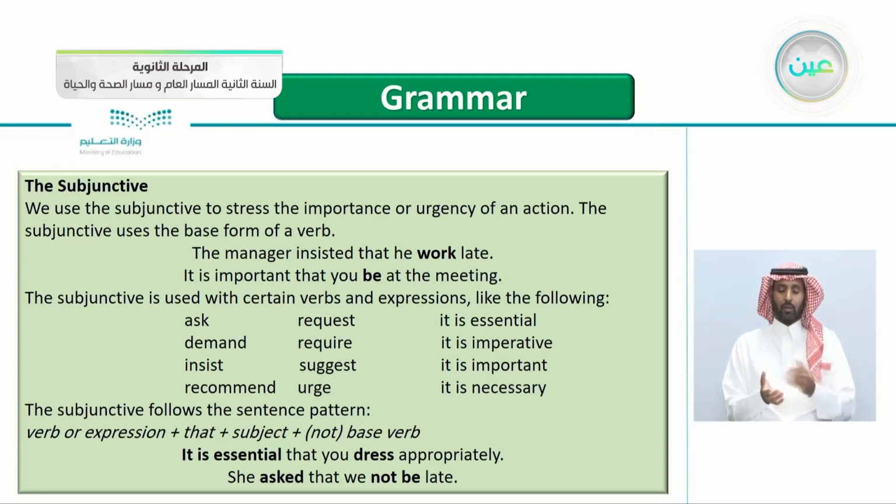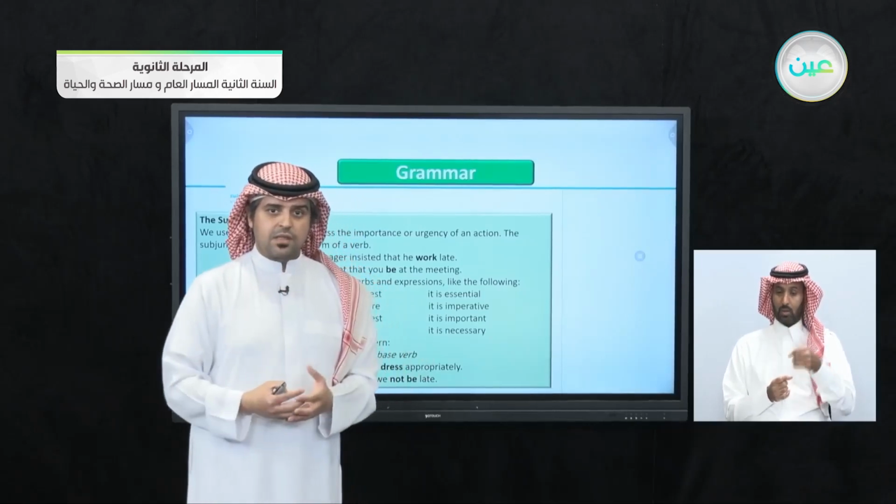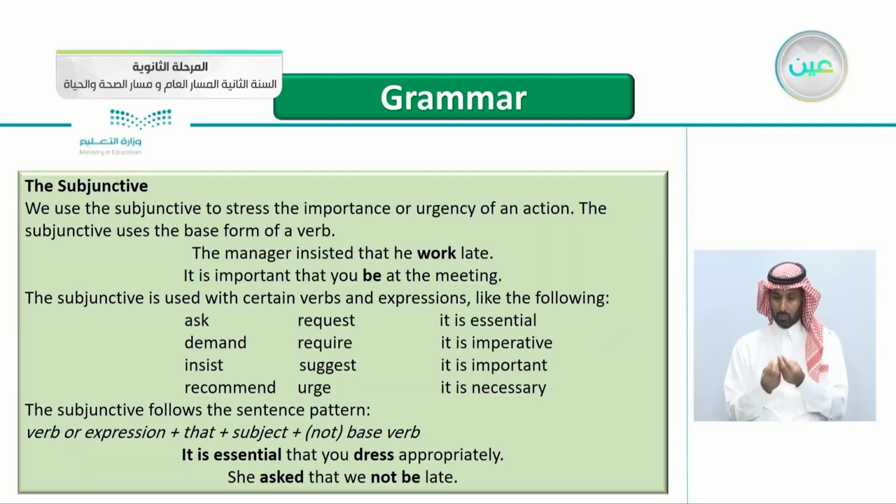It is important that you be at the meeting. So it is important. This is me showing you the urgency, the importance that you be at the meeting. Again, the example here, it is important that you be at the meeting. Notice the verb here, be, is the base form.